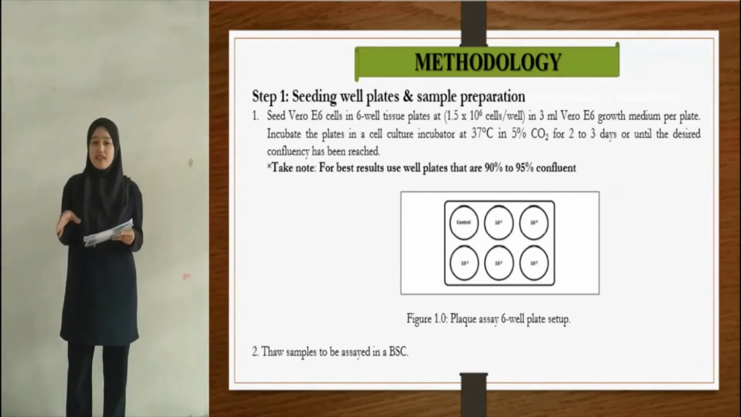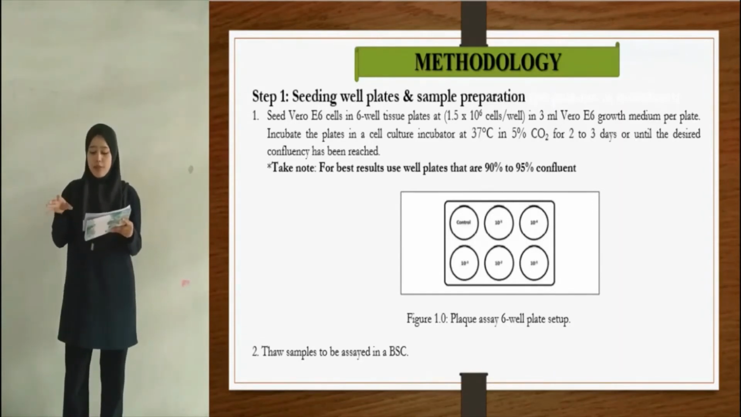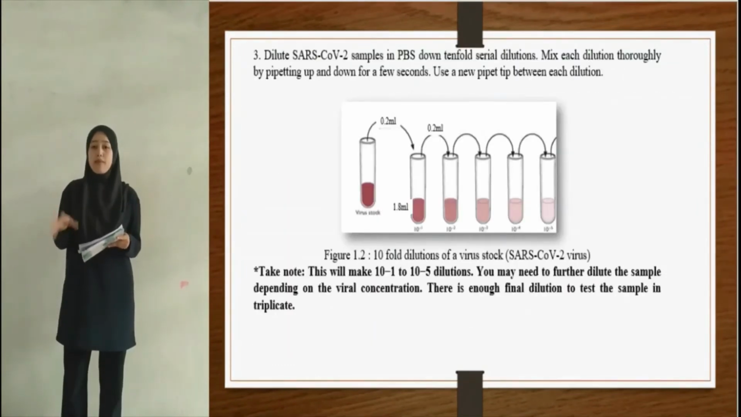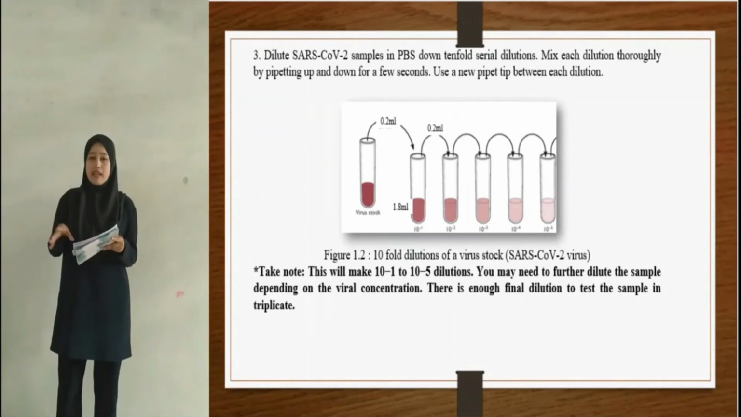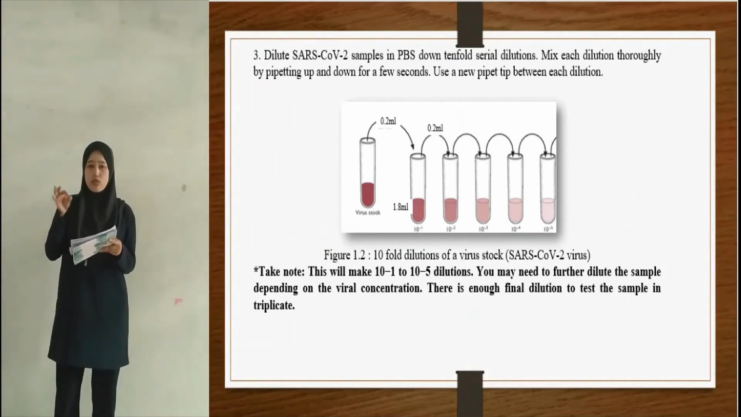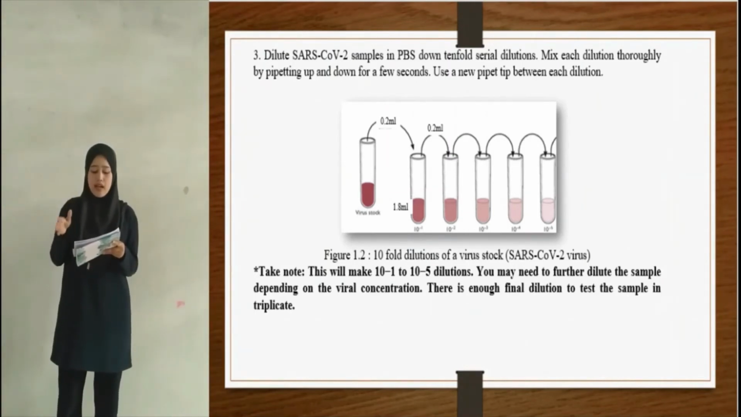For the second step, thaw the sample to be assayed, which is SARS-CoV-2, in the BSC using the appropriate method to handle this pathogenic microorganism. Then prepare a tenfold serial dilution of the sample in phosphate buffered saline. Mix each dilution thoroughly by pipetting up and down for a few seconds. What you need to take note of in this step is to use a new pipette tip between each dilution.